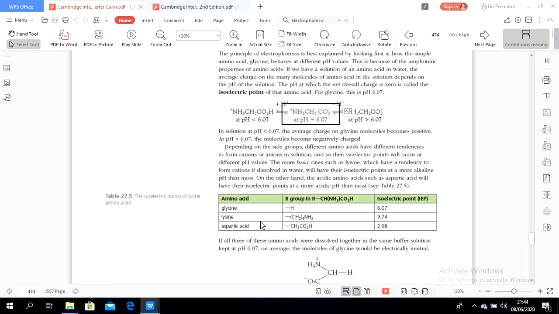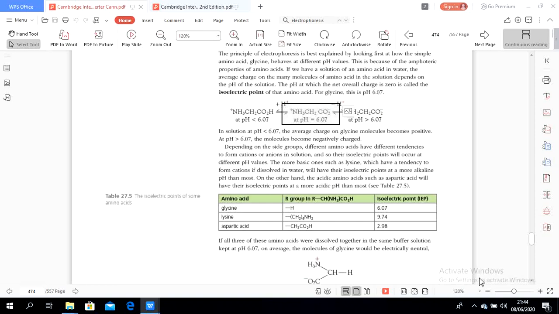So the isoelectric point is 6.07. It is close to the neutral point. While this one, lysine, it contains NH2. NH2 is an amine. Amine is alkaline. So the isoelectric point is at 9.74. And then the aspartic acid, because the R side contains a carboxylic acid, it is an acid, so the isoelectric point is at 2.98.